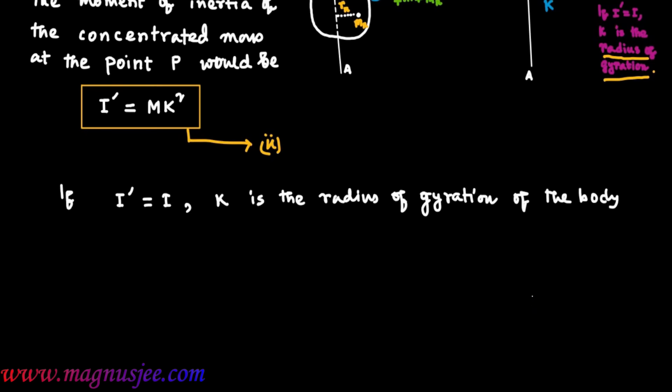k is the radius of gyration of the rigid body about the axis of rotation AB.